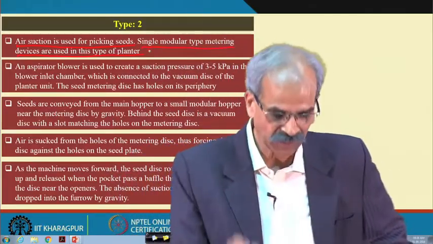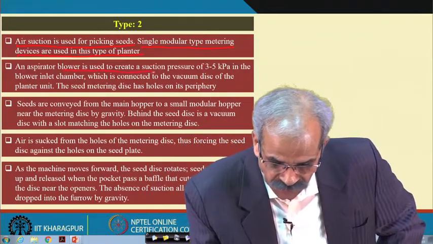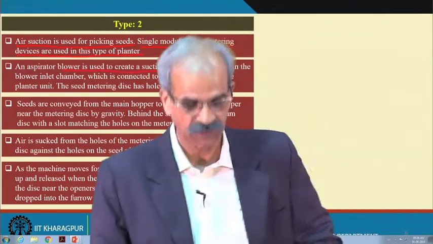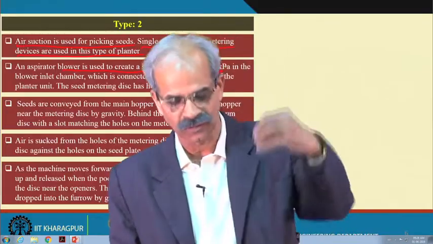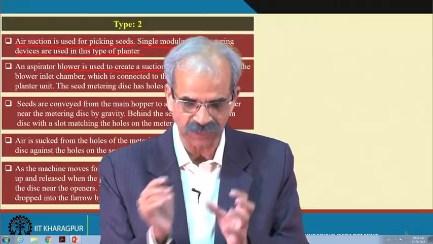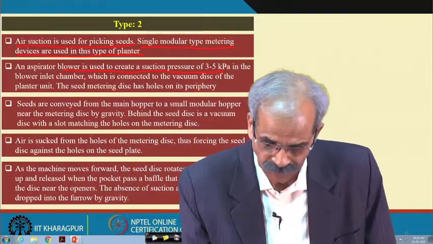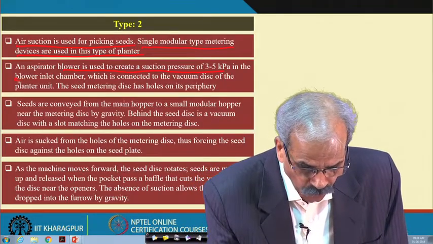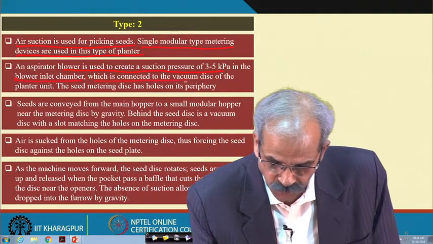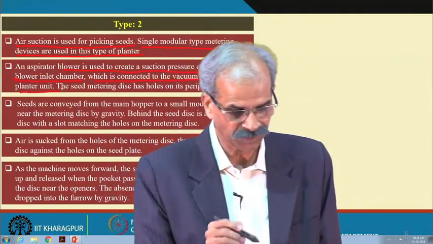Now, a blower is used to create a suction pressure. You will see that the suction is created out of the device in the drum itself. This suction pressure and blower inlet chamber is connected to the vacuum disc of the planter unit.